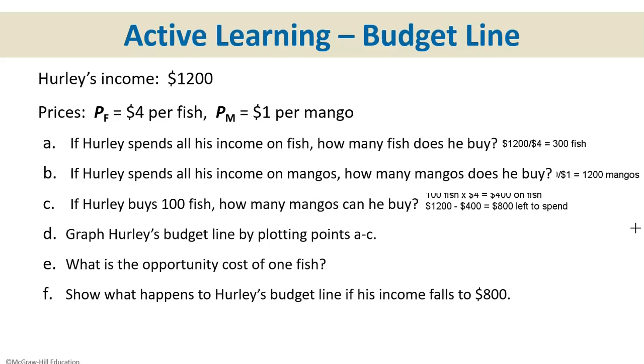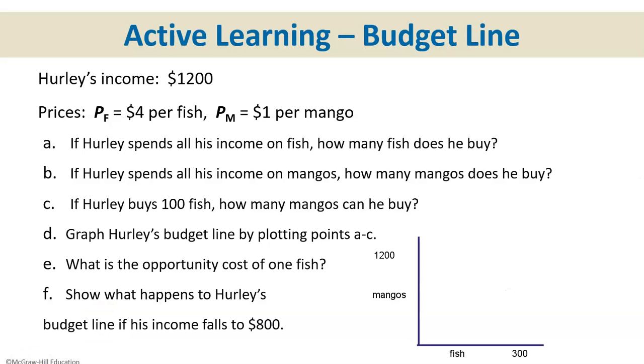If he spends $800 on mangoes, and mangoes are $1 a piece, that means that he can purchase 800 mangoes. So in part C, now he's buying 100 fish and 800 mangoes. Then what we're going to do is we're going to plot points A through C.